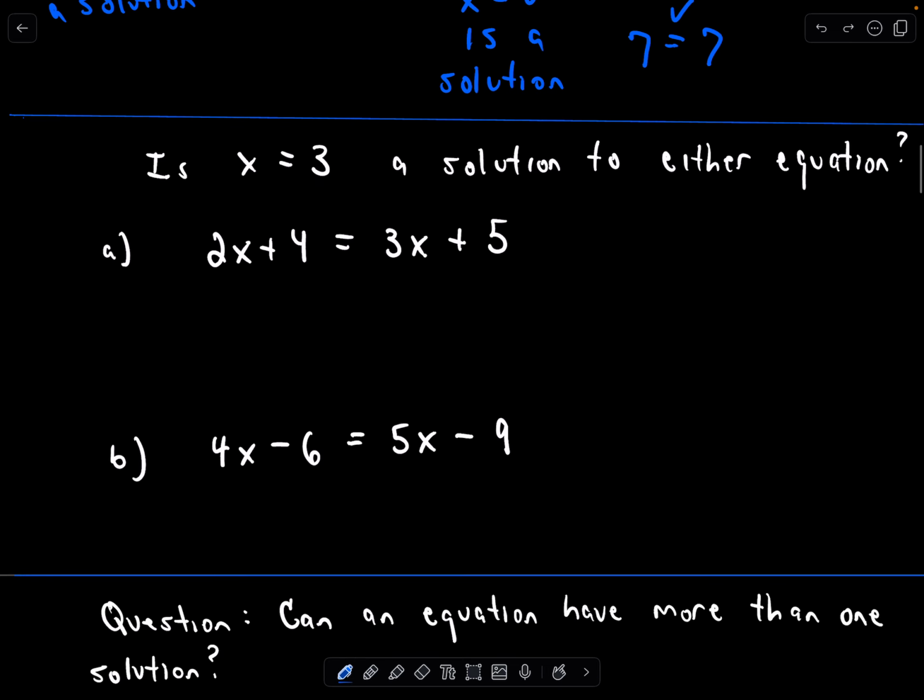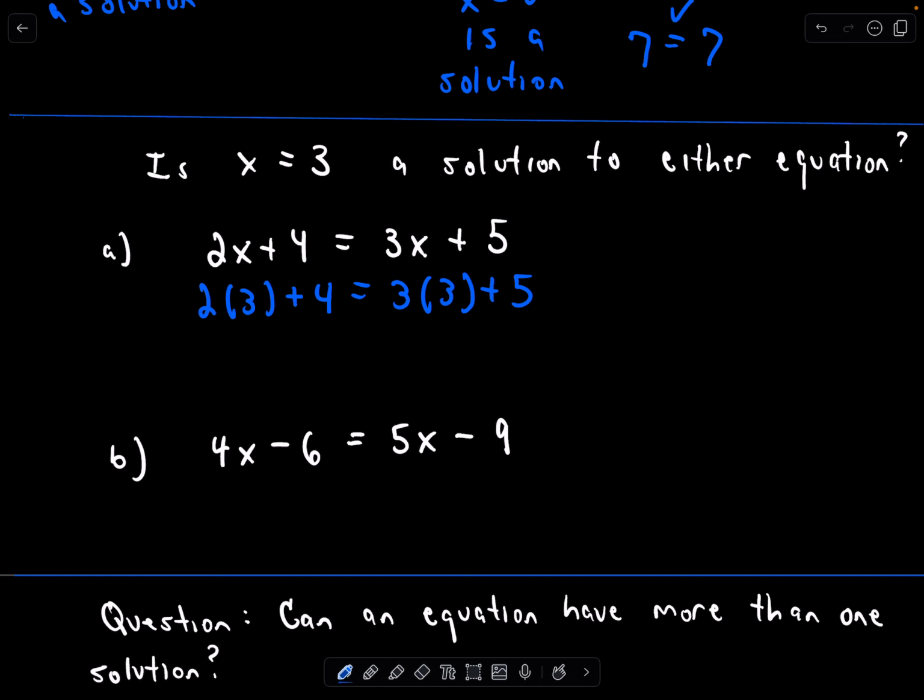Let's look at one more example about what it means to be a solution. Is x equals 3 a solution to either equation? If I look at my first equation here, I see 2 x's floating around. I'm going to replace each of those with the number 3, do the arithmetic, and see if I get the same thing on the left side as I do on the right side.